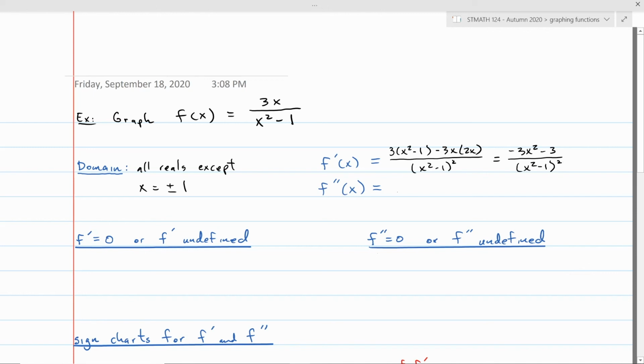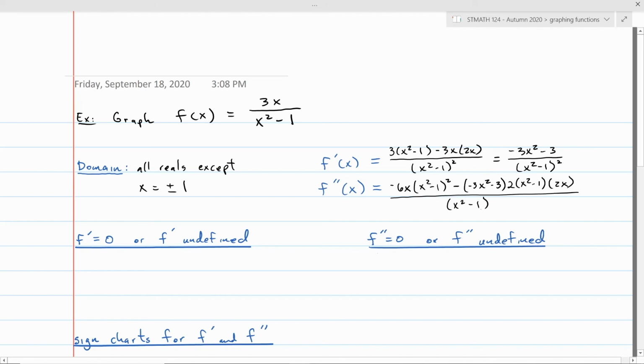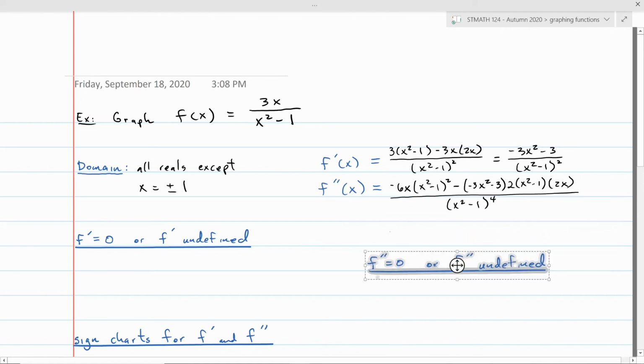And for the second derivative, we have to do the quotient rule again. And so the derivative of the top here would be negative 6x. Then we have to multiply times the bottom, so x squared minus 1 quantity squared, minus the numerator, negative 3x squared minus 3, times the derivative of the denominator, which would be 2 times x squared minus 1 times 2x. And that gets all divided by x squared minus 1 to the fourth now, because I took what was there in the denominator before and squared it. We may want to simplify this just a little bit, because we are going to have to figure out in the next step where that's either undefined or equal to 0.